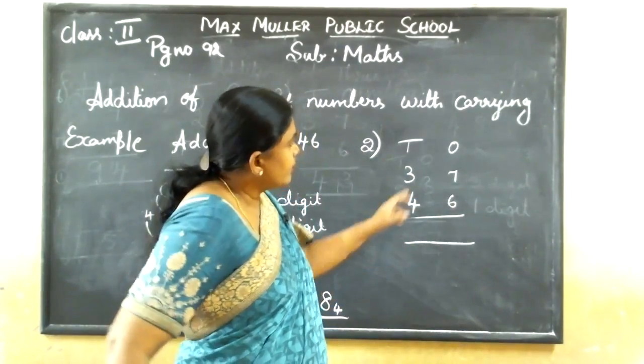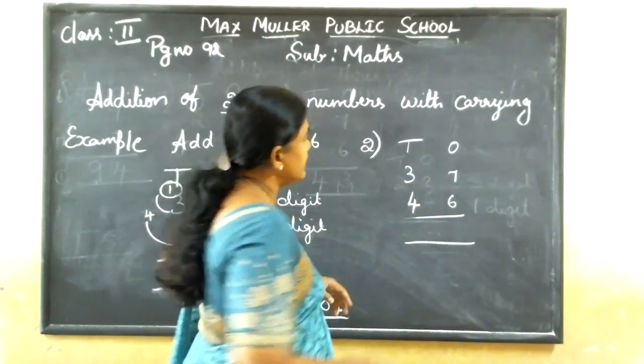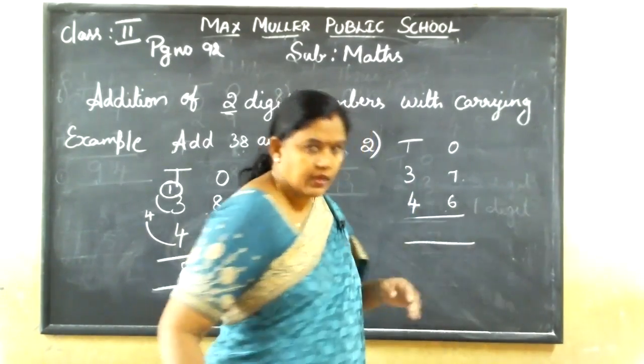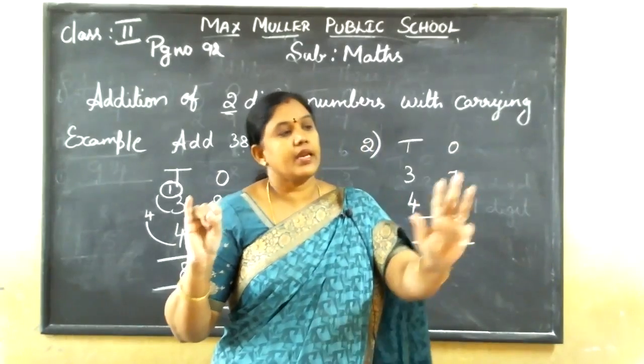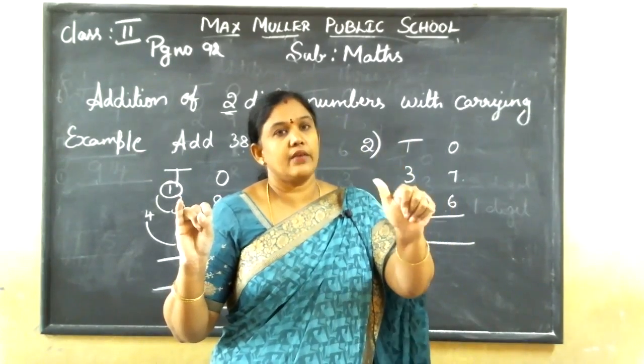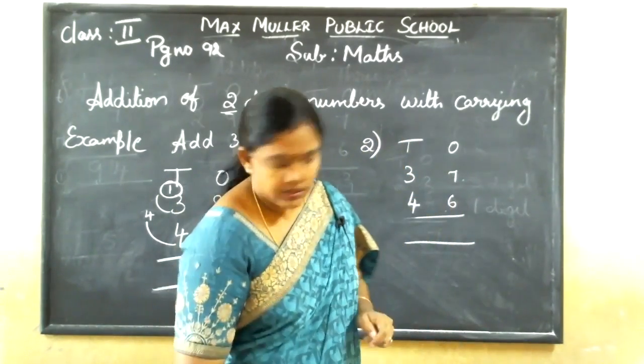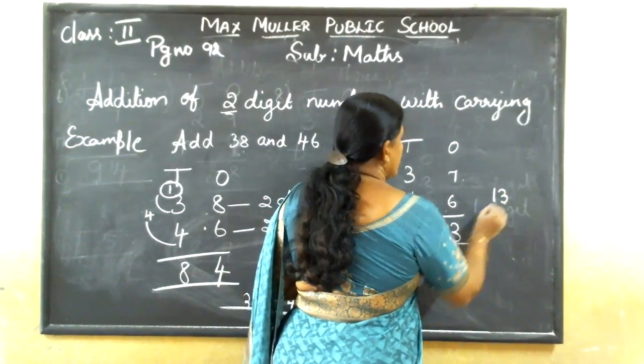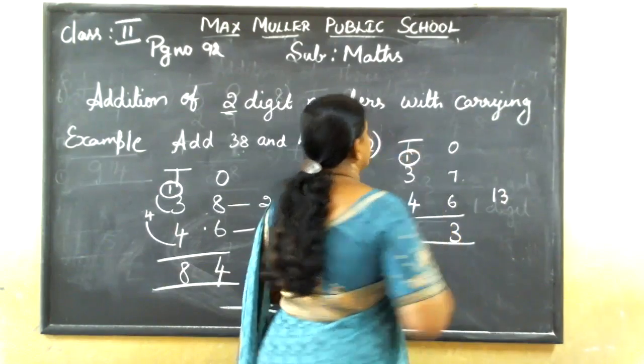Understood, children? Which ones will we add? These two numbers we will add. 7 in the mind, 6 on the fingers. After 7: 8, 9, 10, 11, 12, 13. 13 means a two-digit number. 3 you will write here, and 1 you will carry to the tens column.